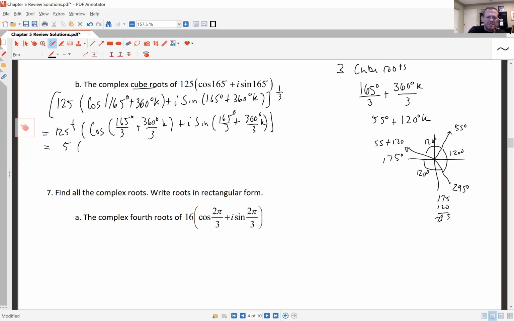All right, so 165 over 3, as we said a little bit ago, was 55 degrees. And then we add multiples of 120 to that. Okay, so we're going to leave this in polar form. Now we run through the k's. K equals 0, k equals 1, k equals 2.